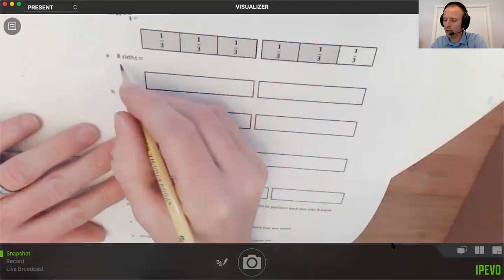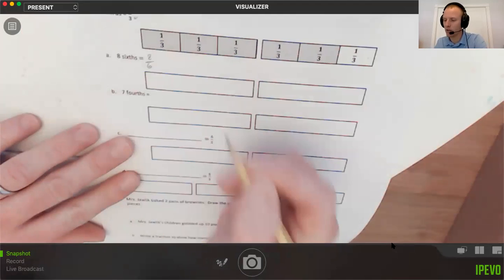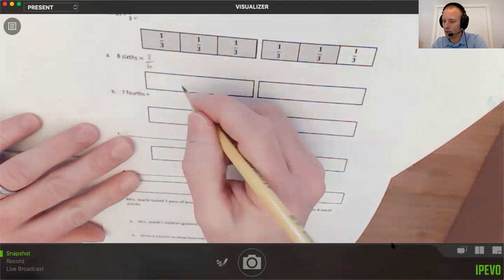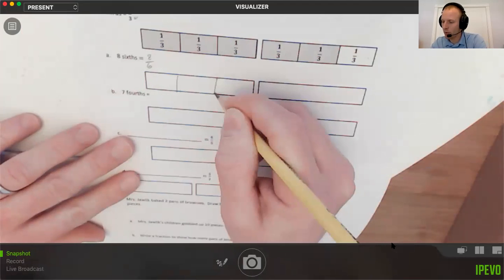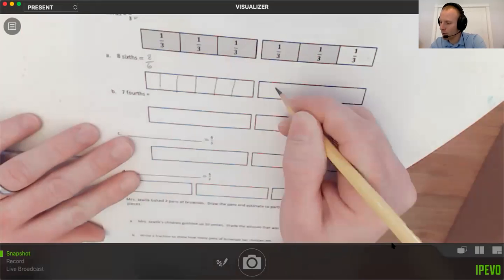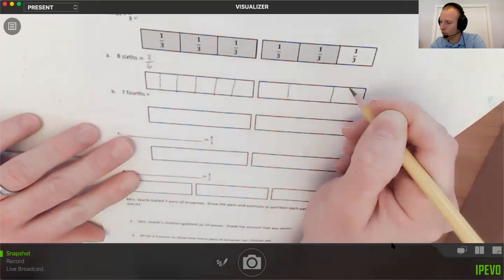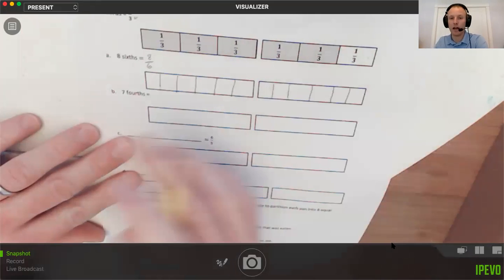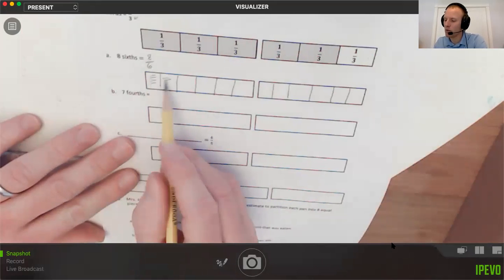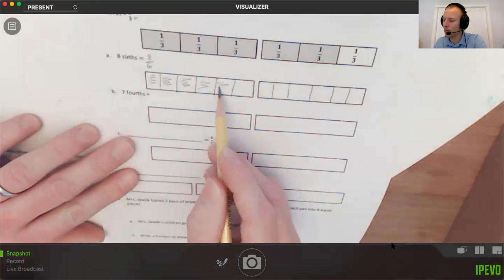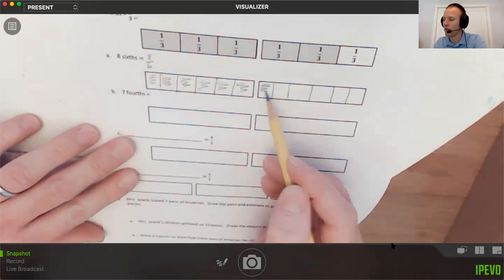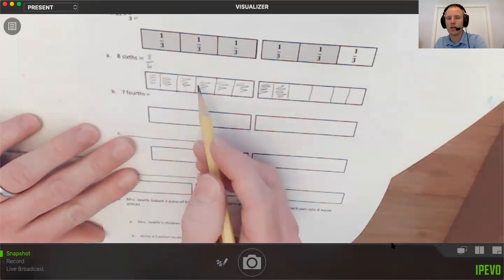So on this one, 8/6, I'm going to write that out first, 8/6. And the 6 parts tell me that each hole needs to be split up into 6 pieces. So I'm going to split into thirds first, and I take each third and split that in half. And I'm going to do the same thing over here. Split this into thirds, split each third in half. Now I have to color in 8 of them. Well, 1, 2, 3, 4, 5, 6. So I've done 6 and I need to do 8, which means I need to do 2 more. 7, 8. I have now done 8.